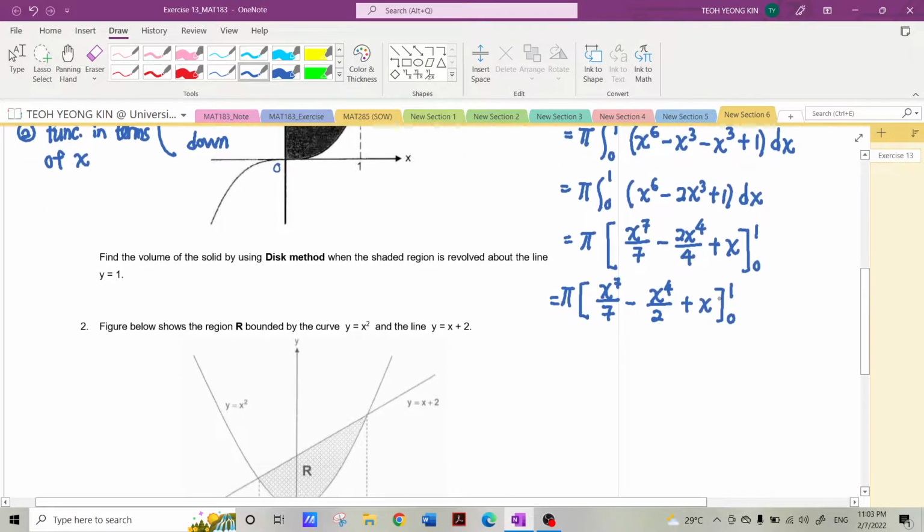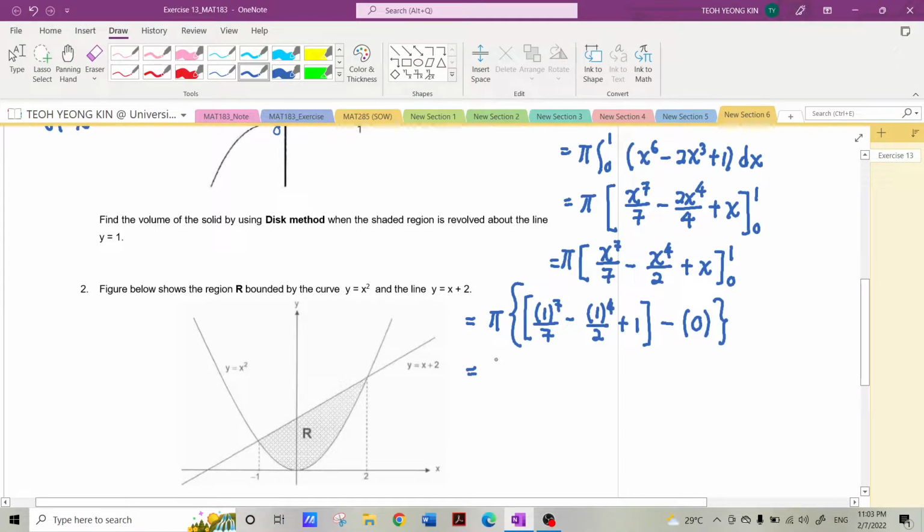So we start to substitute this value. First we substitute the larger value, which is 1. Here I should have pi and then 1 to the power of 7 over 7 minus 1 to the power of 4 over 2 plus 1. This is the value when I substitute 1, minus the value when I substitute 0, in which case I will get 0. So put a curly bracket, which is all of this after we substitute the value.